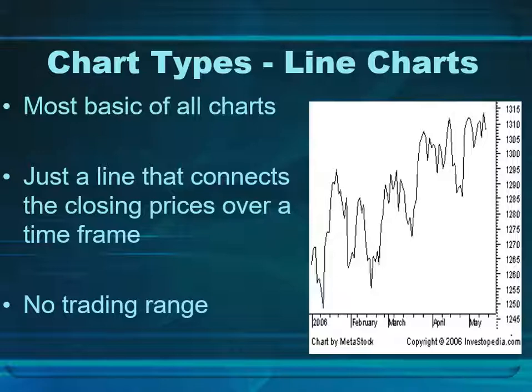Now let's look at chart types. This is an example of a line chart. This is the most basic of all the charts, and it is just a line that connects the closing prices over the time frame. That is, it does not give any trading range.